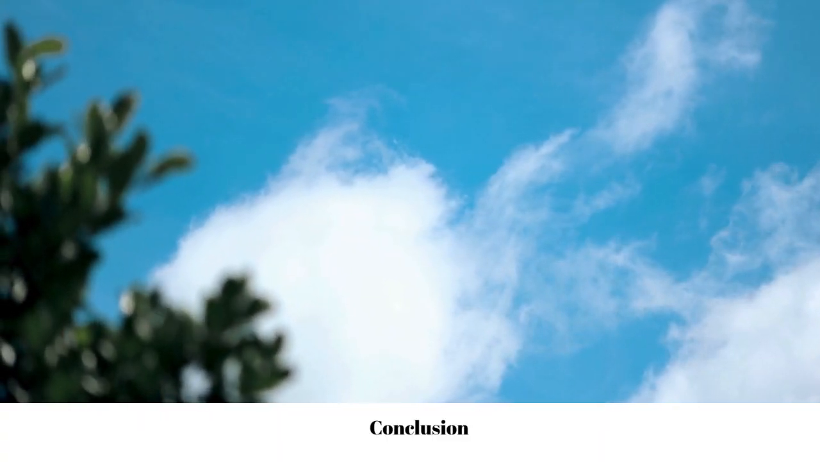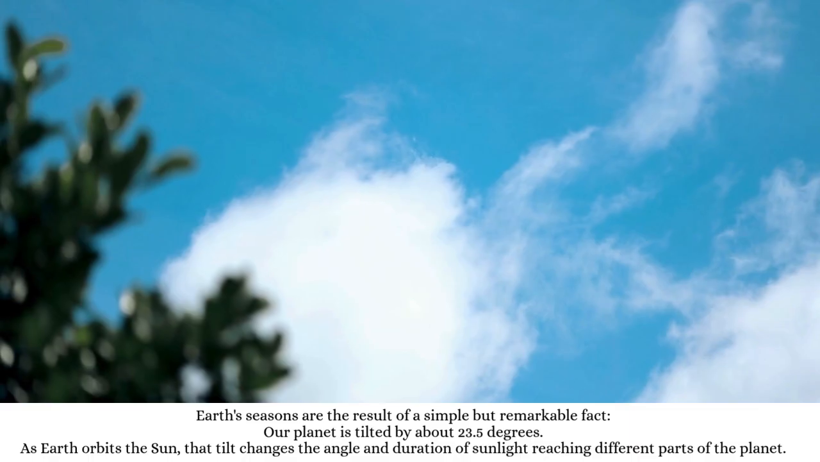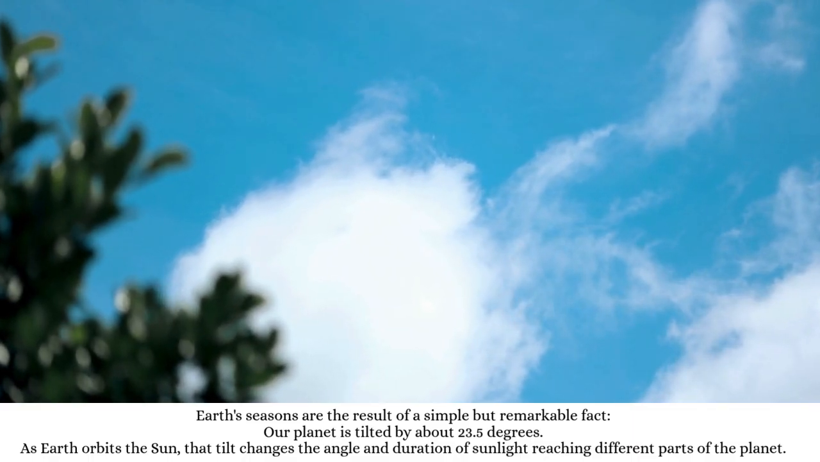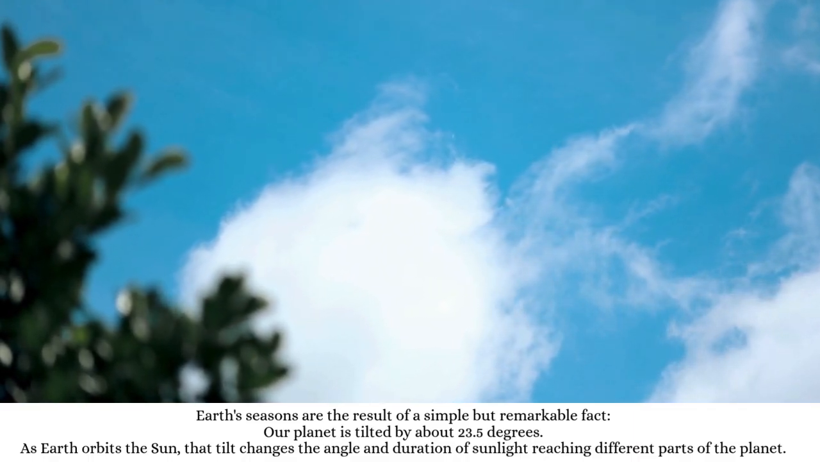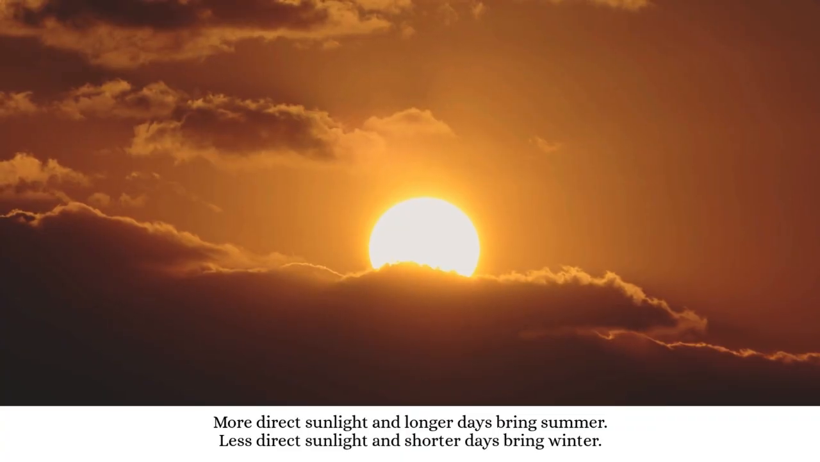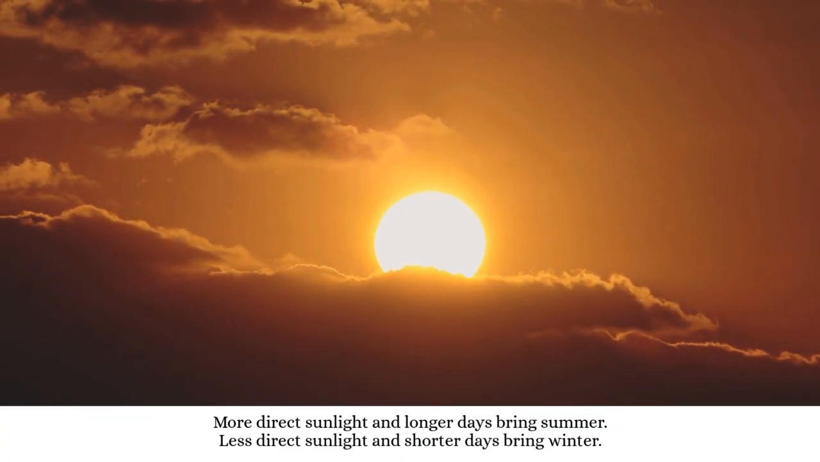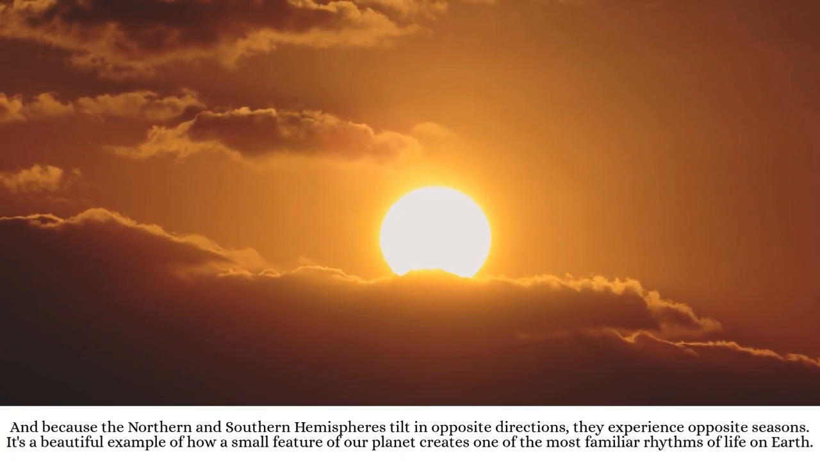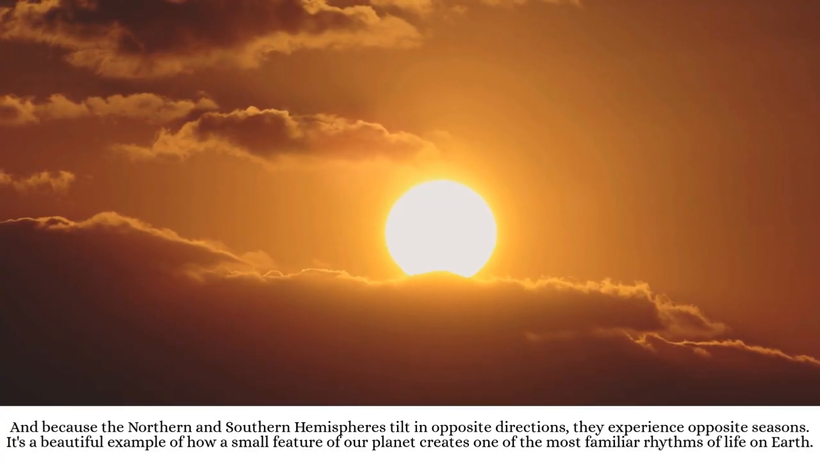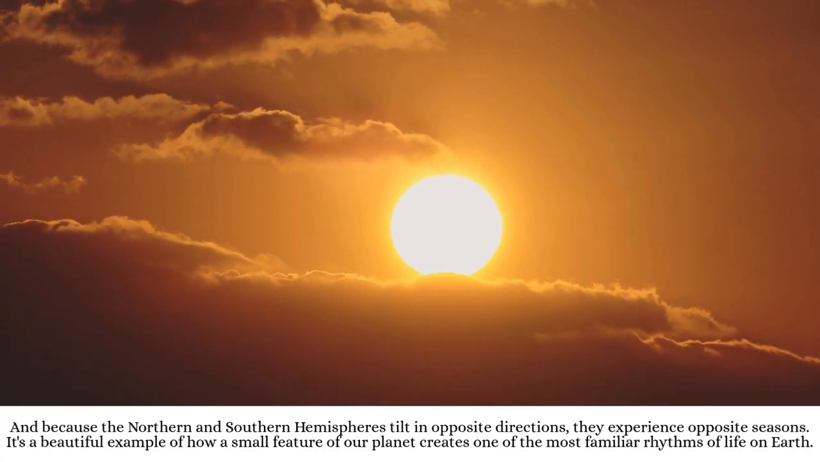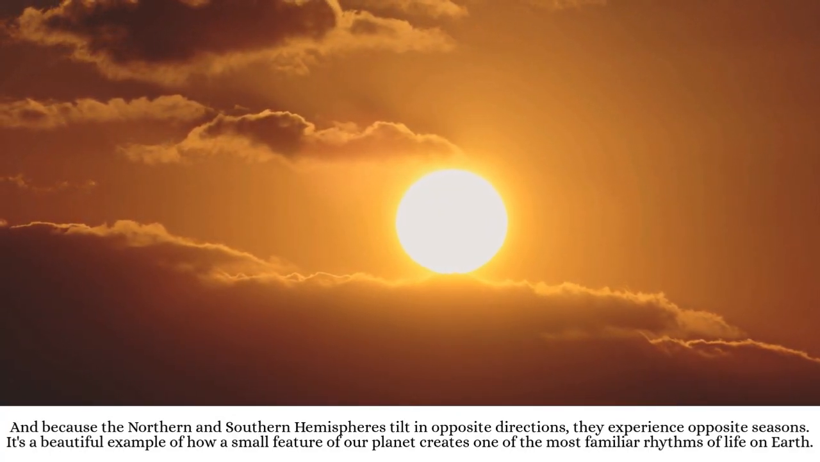Conclusion: our seasons are the result of a simple but remarkable fact. More direct sunlight and longer days bring summer; less direct sunlight and shorter days bring winter. And because the northern and southern hemispheres tilt in opposite directions, they experience opposite seasons. It's a beautiful example of how a small feature of a planet creates one of the most familiar rhythms of life on Earth.